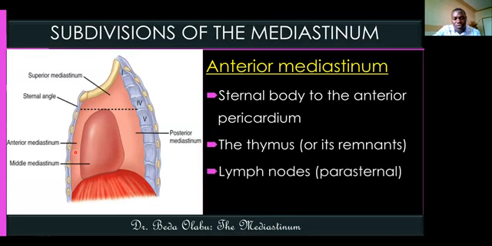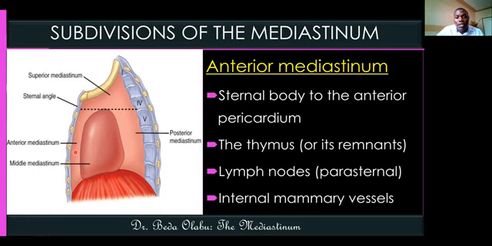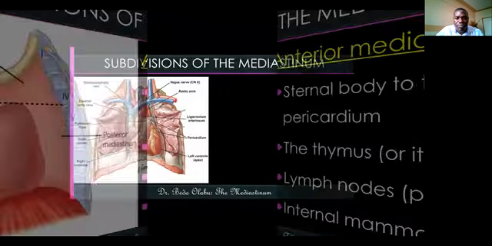There are some lymph nodes which are also within the anterior mediastinum. These are some of the key lymph nodes that drain the breast tissue. We call them parasternal lymph nodes. Then the blood vessels, which also supply the breast, also run here. We call them internal mammary vessels. They supply the breast. So that is the anterior mediastinum.